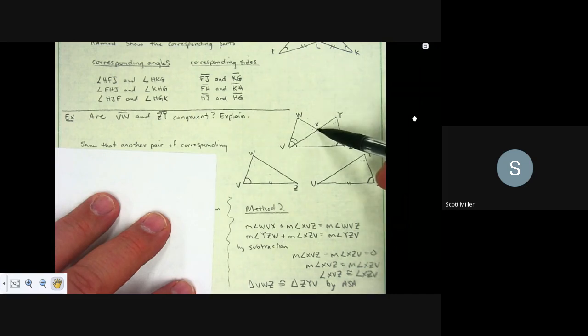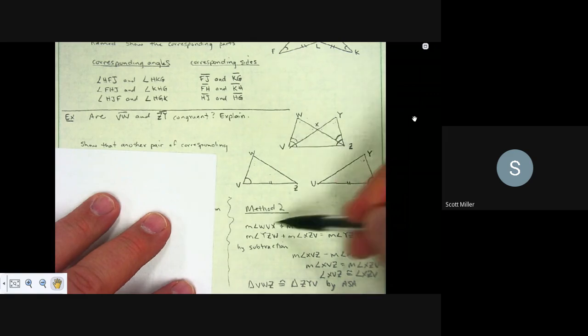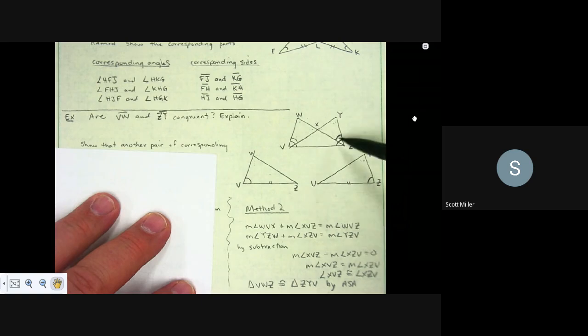So this one plus this one. So this angle plus this angle is the whole angle, is what it's showing you. And then I do the same thing over here. This angle plus this angle is the whole angle, angle addition.